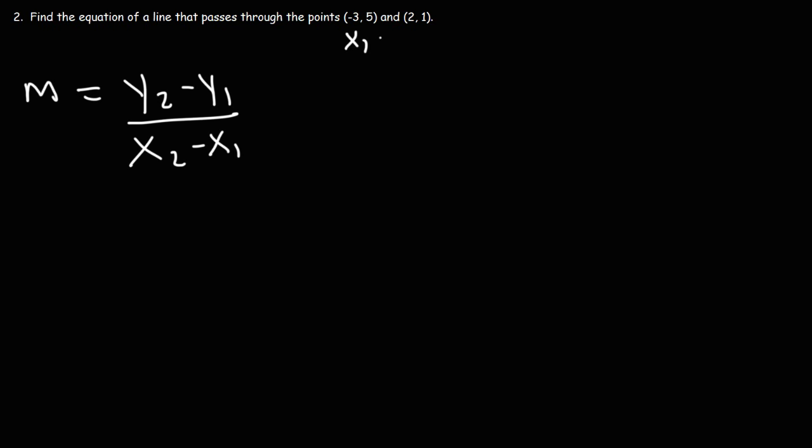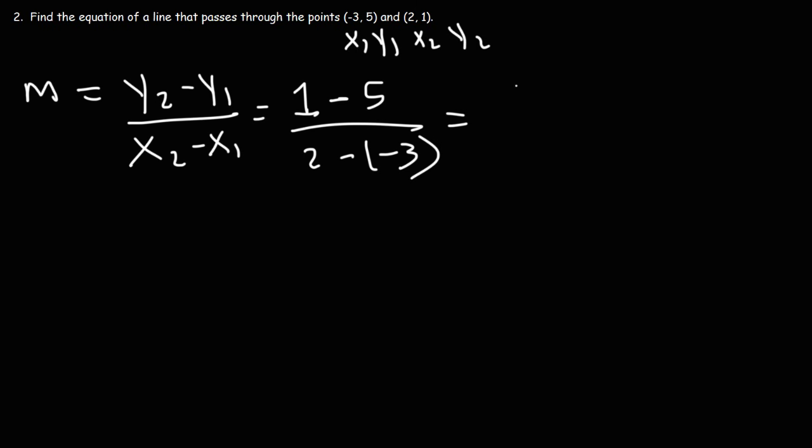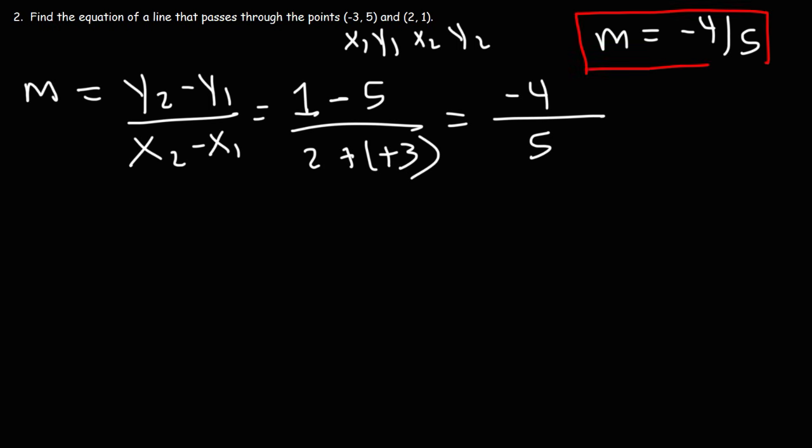We're going to begin by calculating the slope of the line. So let's identify the variables. x1 is negative 3, y1 is 5. x2 is 2, y2 is 1. So let's replace y2 with 1, and y1 with 5, x2 with 2, x1 with negative 3. 1 minus 5 is negative 4. 2 minus negative 3, that's 2 plus 3, which is 5. So the slope is negative 4 over 5. So that's the first part of the problem.